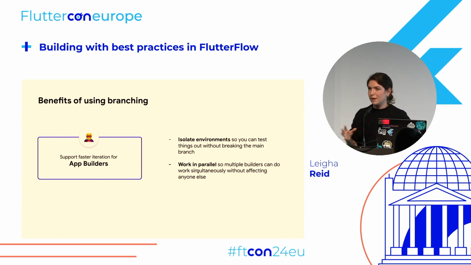So there are a couple of main benefits to branching. Most of you are developers, so I probably don't need to tell you this, but branching allows you to work in an isolated environment, which means I can test things out without affecting the main version of my project. And I also can work in parallel with other people on my team, so we can work independently and don't have to worry about getting in each other's way or messing anything up.